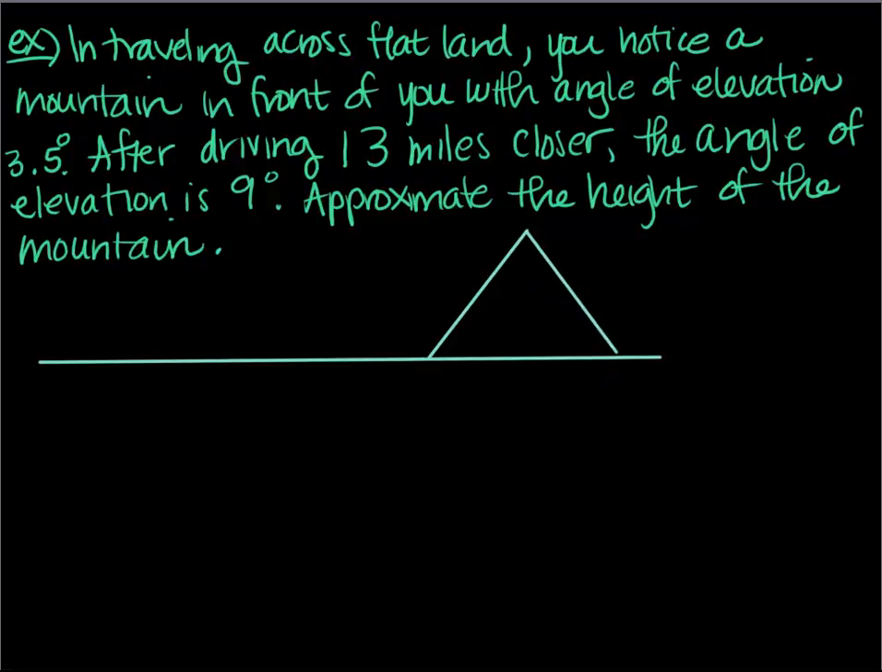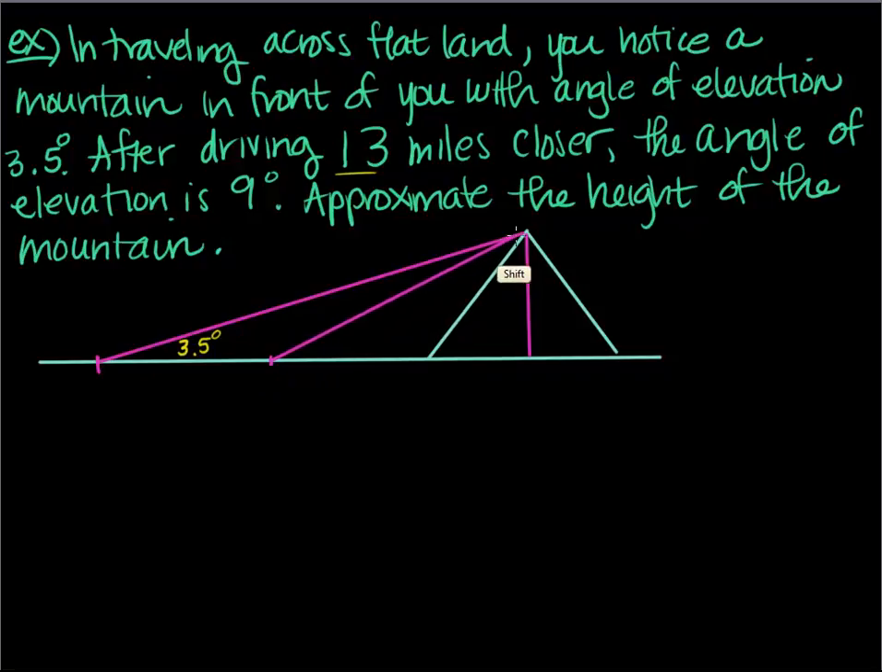Okay. And then, of course, if I care about the height of this mountain, this is what I really care about, that pink line right there. And so we're going to build some triangles, right? Maybe I shouldn't have made the mountain so triangular, but at some point right here, I notice that my angle of elevation up to the top of the mountain is 3.5 degrees. And then what do I know? I know after driving 13 miles closer, so after 13 miles, maybe I'm right here.